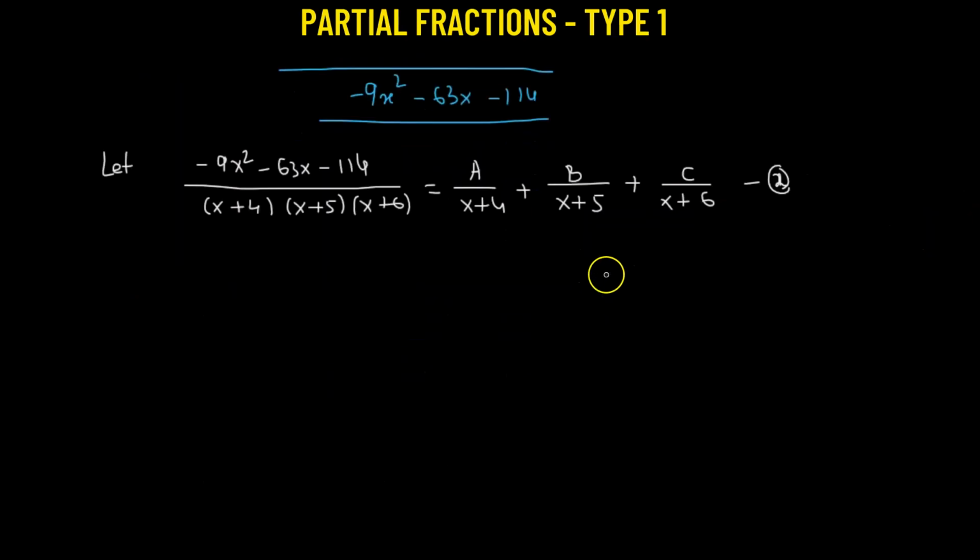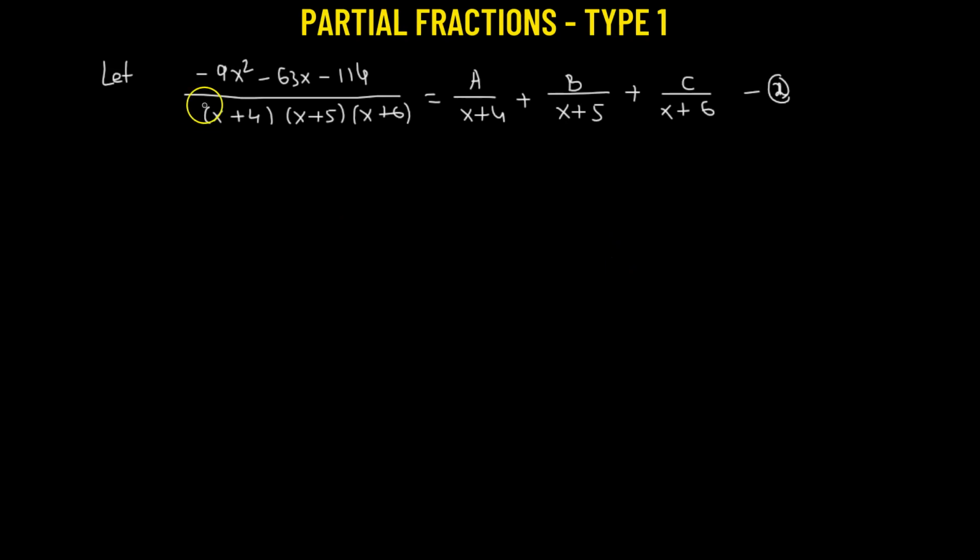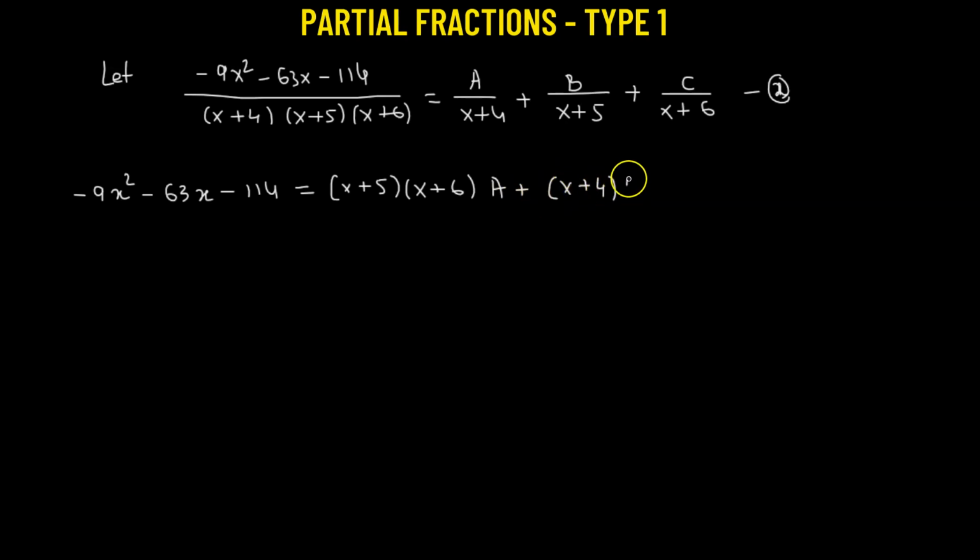Now, to find out the values of A, B and C, we'll multiply throughout with the denominator, which is (x + 4)(x + 5)(x + 6). That's going to give us negative 9x squared minus 63x minus 114. This will be equal to (x + 5)(x + 6) times A, plus (x + 4)(x + 6) times B, and the third term will be (x + 4)(x + 5) times C.